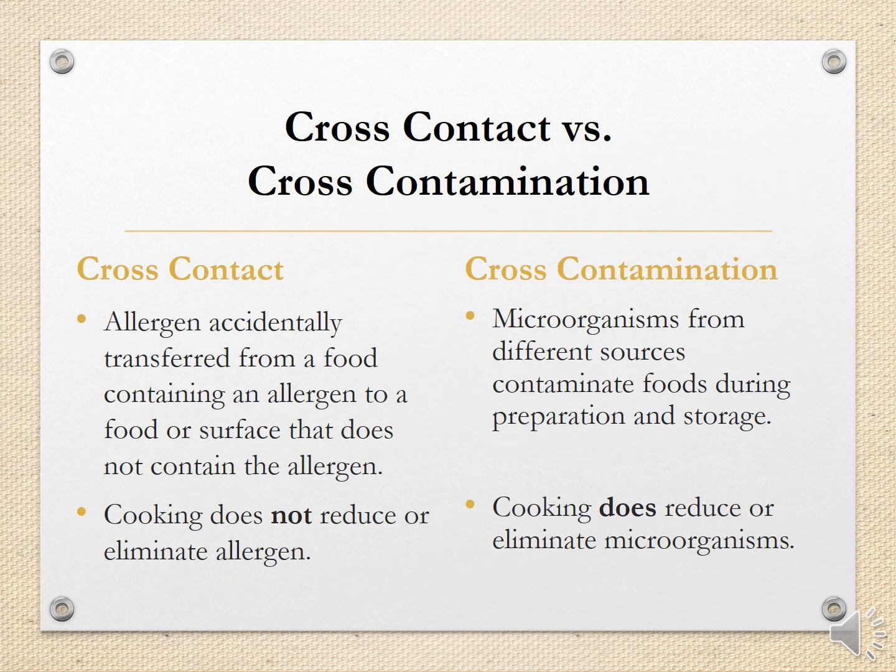Okay, let's look at cross-contact versus cross-contamination. Cross-contact is when an allergen accidentally transfers from a food containing an allergen to a food or surface that does not contain the allergen. This will then cause that allergen to be on whatever food you may be preparing. Cooking will not reduce or eliminate the allergen. Now, when looking at cross-contamination, generally that deals with microorganisms from different sources that may contaminate foods during preparation and storage. Cooking does reduce or eliminate microorganisms.